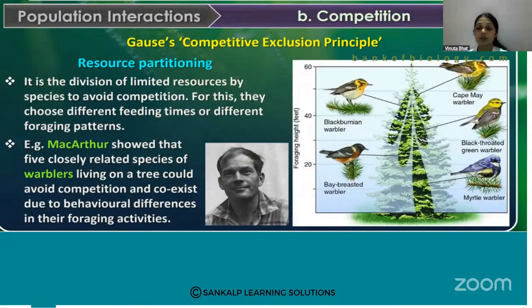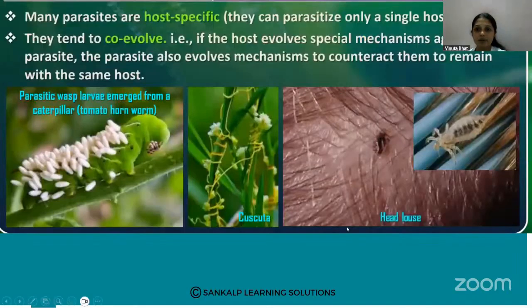So, we have studied two types of interactions. The next type of interaction is parasitism.